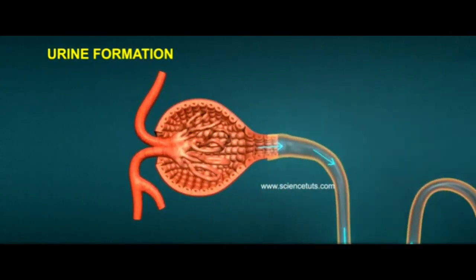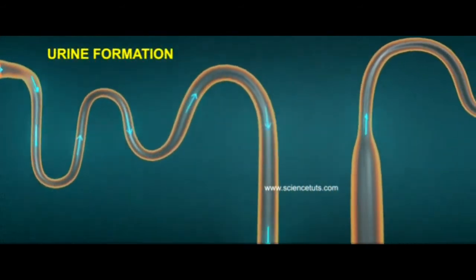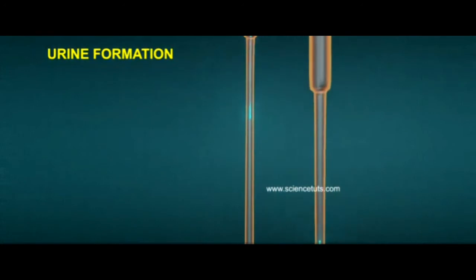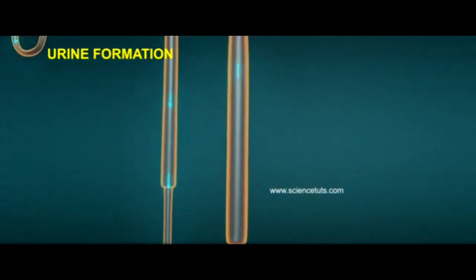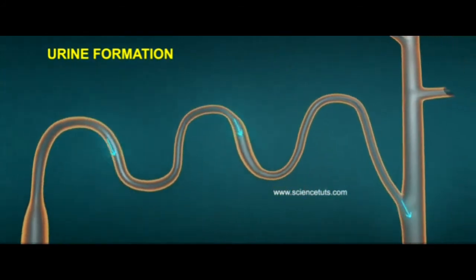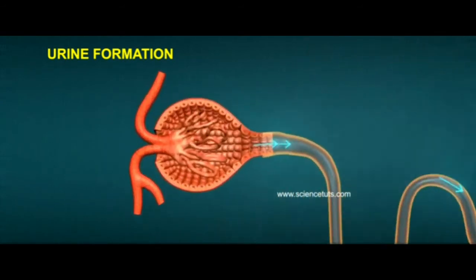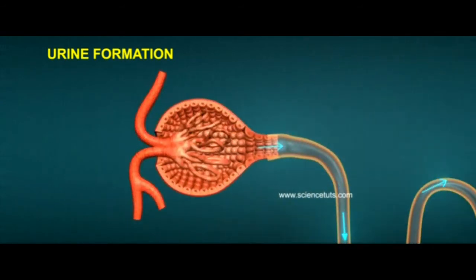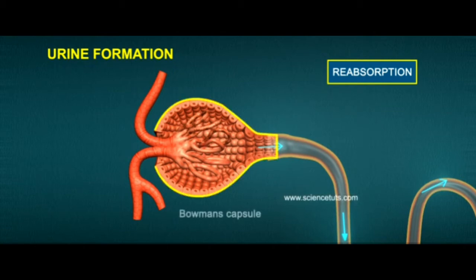The comparison of the volume of the filtrate formed per day to that of urine released, that is 1.5 liters, suggests that 99% of the filtrate has to be reabsorbed by the renal tubule. This process is called reabsorption. The reabsorption of the filtrate produced by Bowman's capsule takes place in the tubular portion.